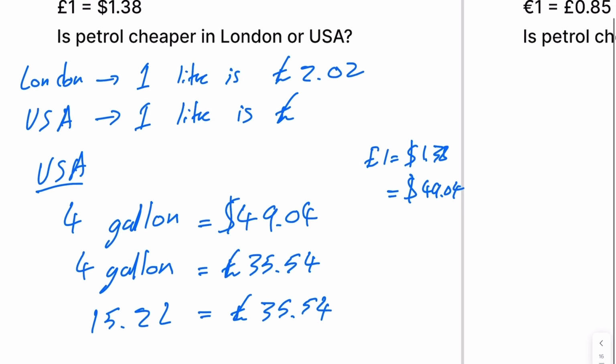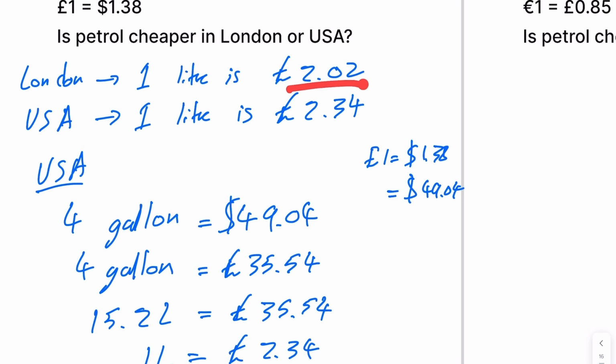And now I just need to know what 1 litre is. So I can divide each side by 15.2. So if I do 35.54 divided by 15.2, that becomes 2.34. So that is £2 and 34 pence. And you can see the petrol is cheaper in London. And you would just write a concluding statement down here, where you just say London is cheaper.